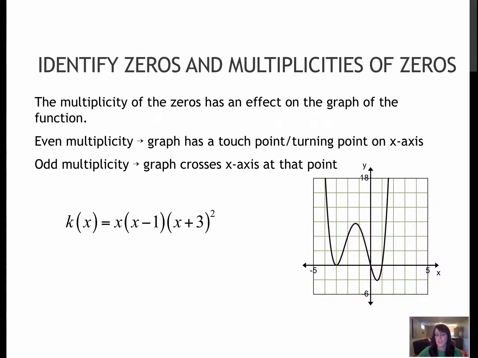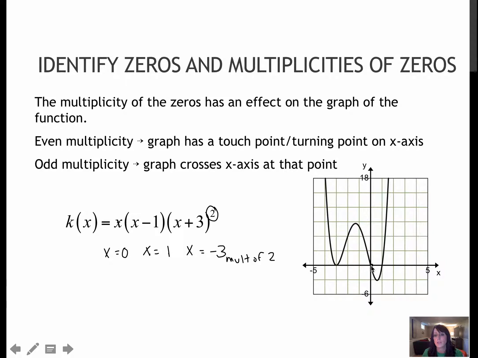This is a graph of this function, x minus 1, x plus 3 squared. Now that means that my zeros are 0 from this term, positive 1 from this term, and negative 3 with a multiplicity of 2. Now let's take a look at the differences between those points on the graph.